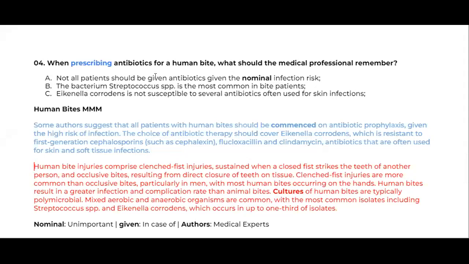Not all patients should be given antibiotics given the nominal infection risk. Can I ask you, how many of you selected the answer C? Please raise your hands. That doesn't mean it is a correct answer. I am simply asking how many of you selected C. Yes, C people, there are 14, no, 14 are there.